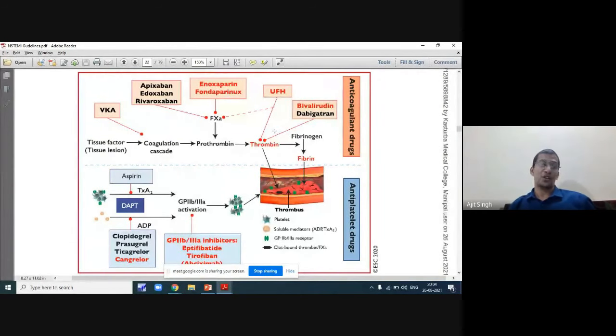In case of DVTs, we can go with newer oral anticoagulants like rivaroxaban or apixaban, but these are not recommended with antiplatelets because they can increase the bleeding risk. One is the coagulation cascade, and one is the platelet cascade. These two are associated, and together they finally make the clot. So in that case, we should avoid such drugs together.